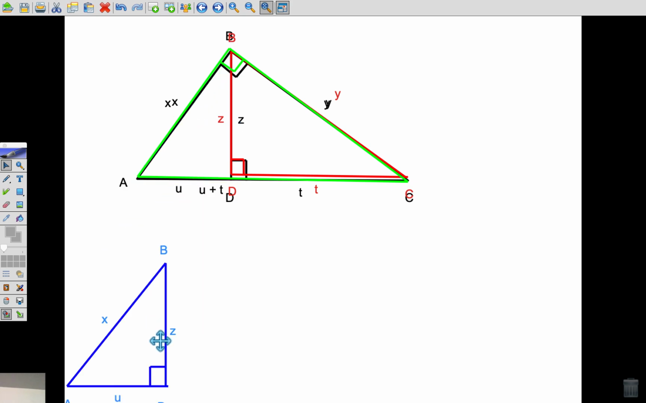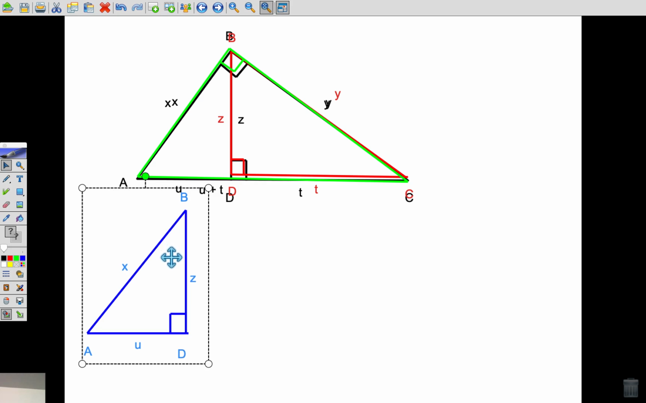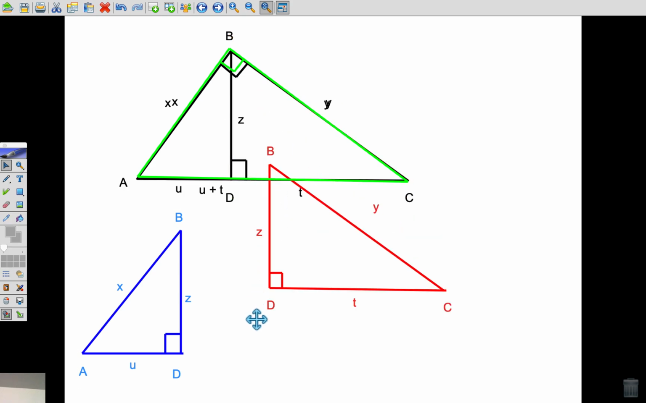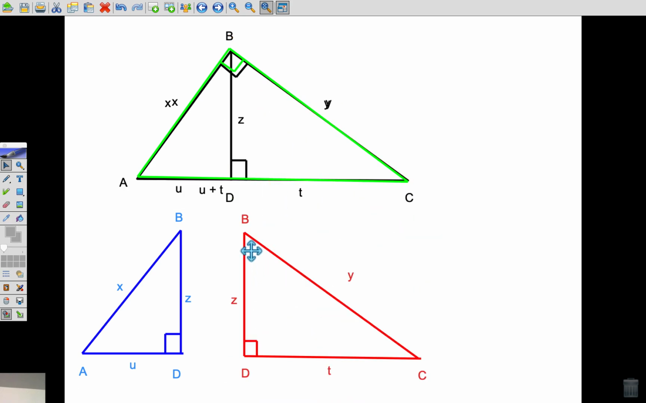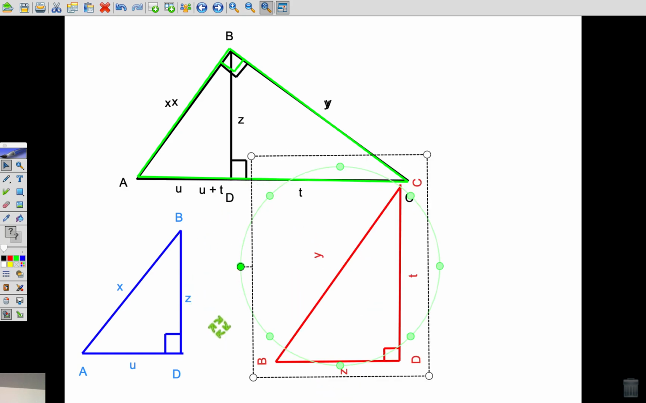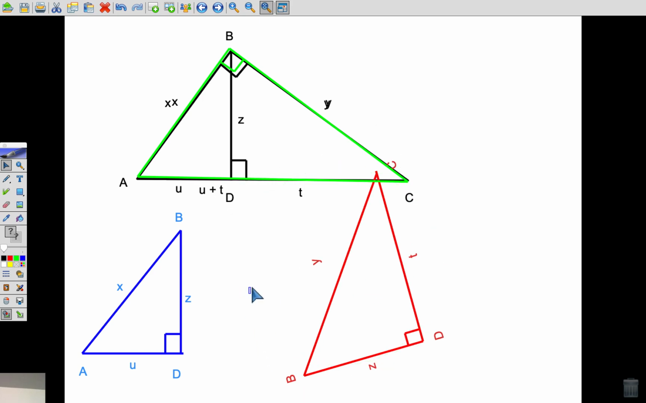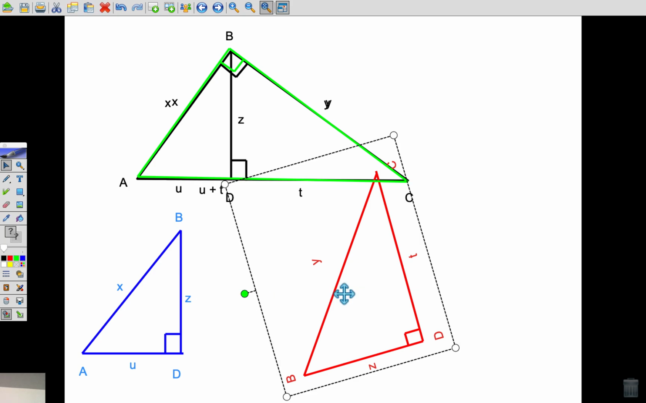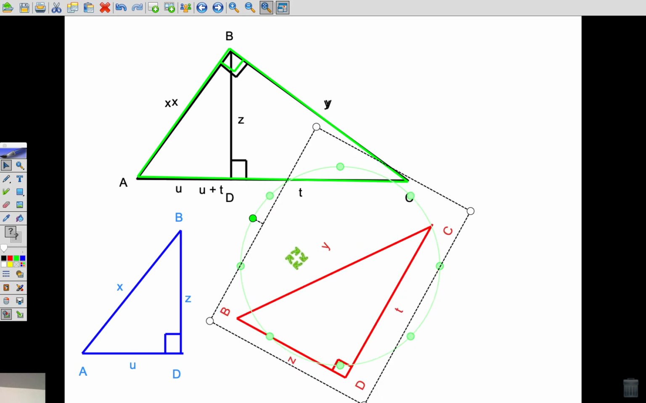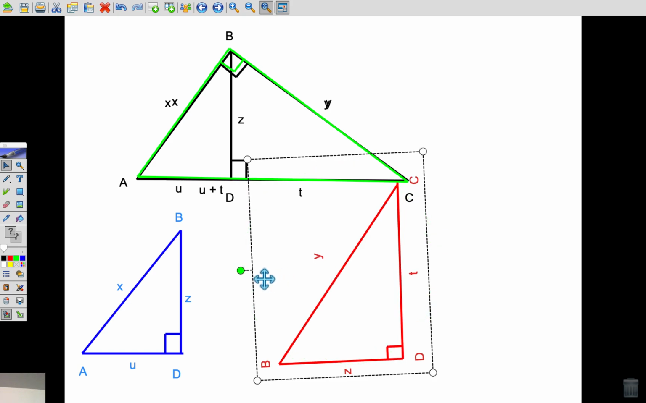So I'm going to take the small right triangle, ADB. I'm going to bring that down a little bit. I'm going to take the medium right triangle, and I'm going to rotate it so that they're all facing the same way. I'm going to spin it so they're facing the same way. And I'm going to take our green right triangle, which is the large right triangle. I'm going to move this over.